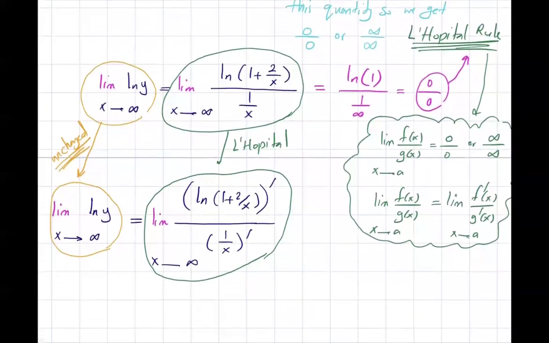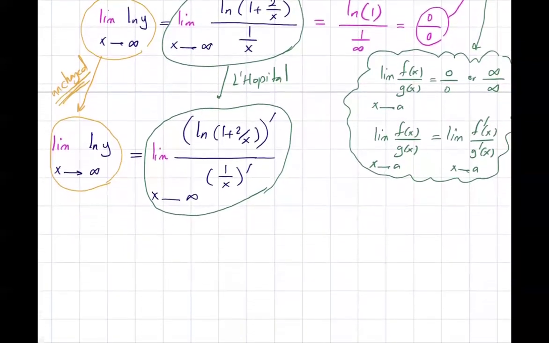Very good. So continue the process. The limit of ln of y as x goes to infinity is equal to the limit of, now let us take the derivative of ln. Remember that if you have ln of u and you're taking the derivative, it is u prime divided by u.